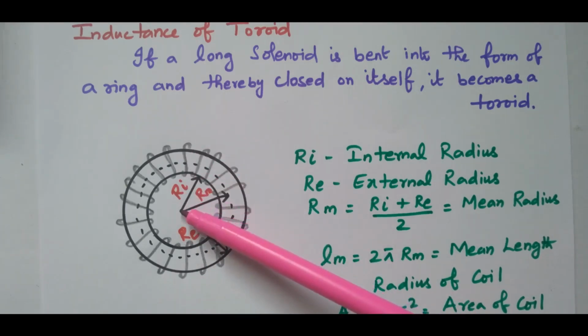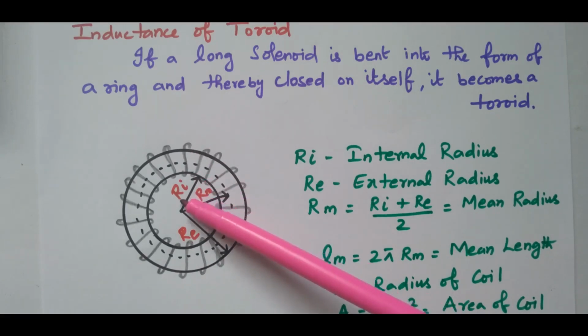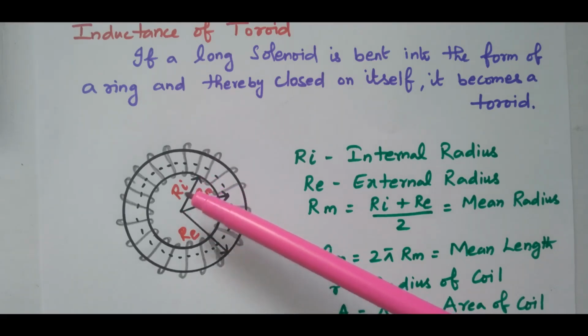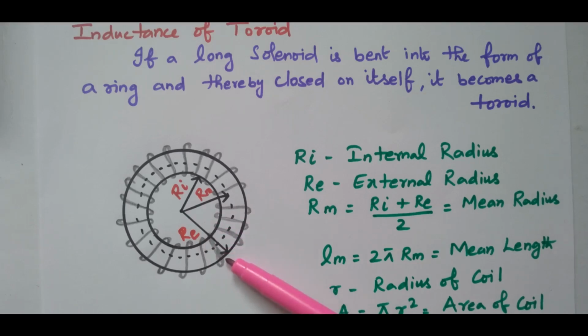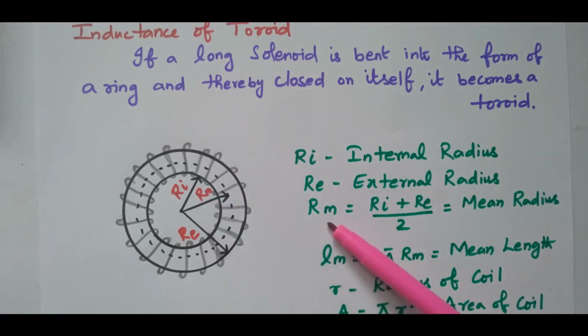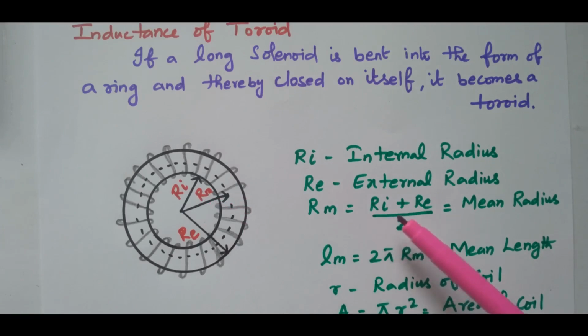Due to the ring form, this inner radius is called Ri, the internal radius. Up to this point is the core, the internal radius of the core. Up to the end is the external radius of the core: internal radius Ri, external radius Re. In between these two, this is represented by the dotted line, Rm, the mean radius. Rm is the sum of Ri plus Re divided by 2. The internal radius and external radius added and divided by 2 will give the mean radius.